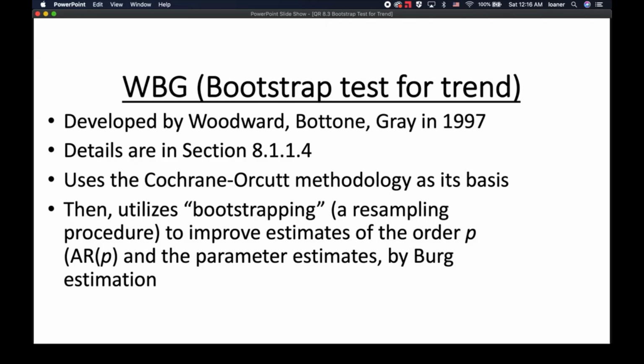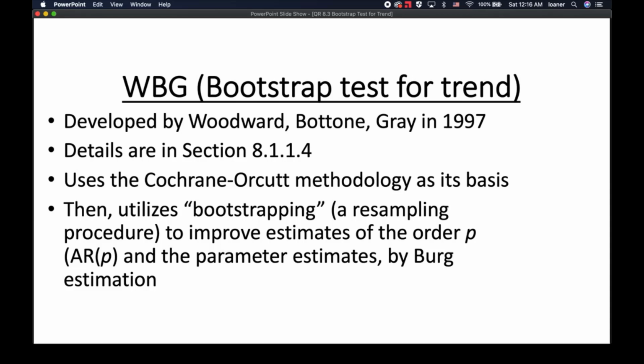And I mentioned earlier that it's the WBG Bootstrap test. What does that mean? Well, it refers to our first author, Woodward, who worked with two other researchers, Bartone and Gray. Buddy Gray was a longtime researcher at SMU in time series. Woodward and Gray did a lot of work together. And back in 1997, they came up with this method called the WBG Bootstrap test for trend. The details are in section 8.1.1.4. You can go look at that if you would like to.